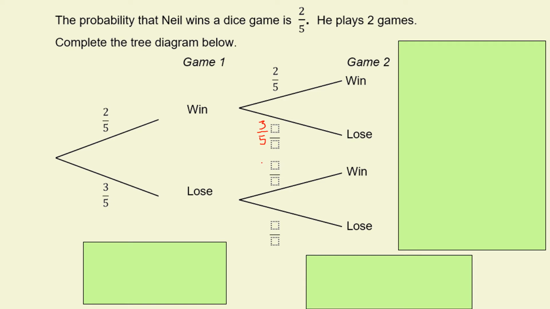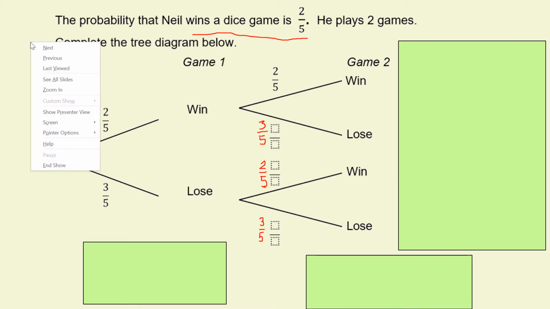Can you see? What's the chance that he wins the second game? So it's telling us, right. Yeah, it's still 2/5, absolutely, Riley, because it's just saying the probability he wins a game is 2/5. So it doesn't matter whether he won or lost. The probability he's going to win the next one is 2/5, and the probability he loses the next one is 3/5. Okay, that is our tree diagram built.